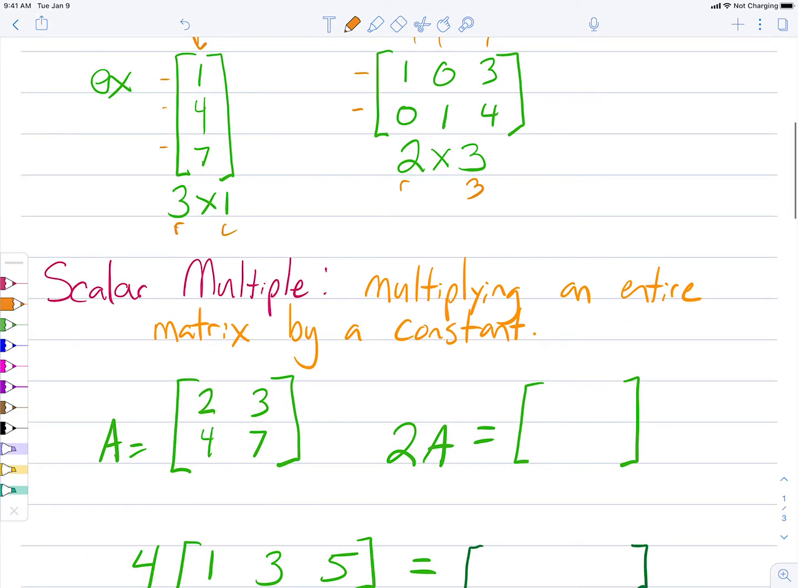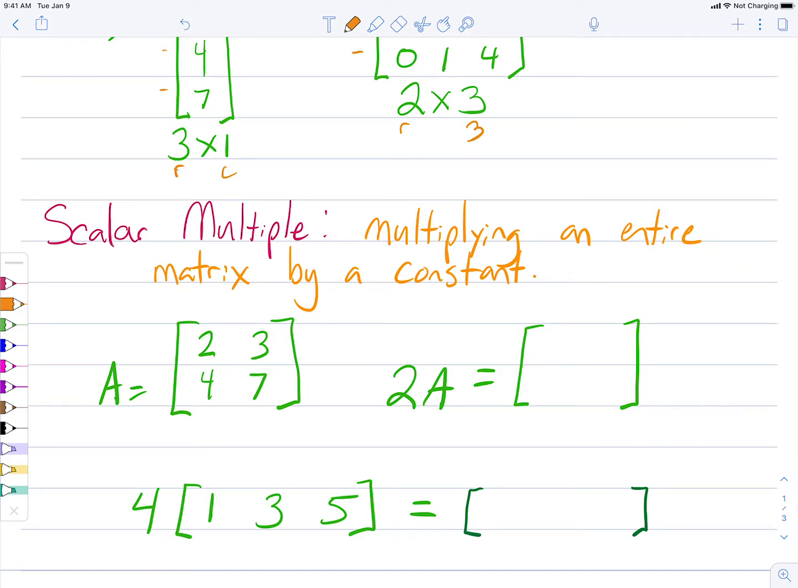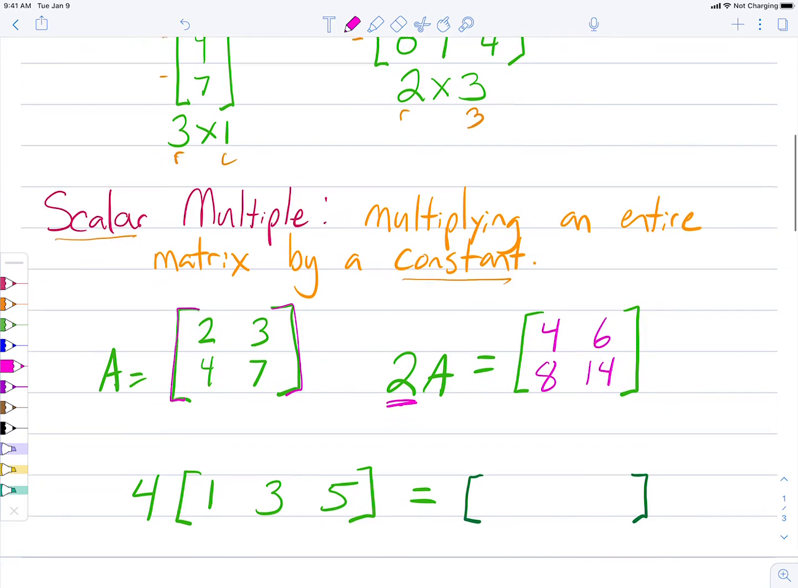Now, one of the things you can do with a matrix is it's called scalar multiply. Scalar means that you're multiplying it by a constant. So let's just say that matrix A, and we can give a matrix a name, is this particular matrix here that is 2, 3, 4, 7. If I wanted to find 2A, all I have to do is multiply all of my elements of my matrix, the pieces of my matrix, by 2. So 2 times 2 is 4, 3 times 2 is 6, 4 times 2 is 8, and 2 times 7 is 14. So that is the new matrix of 2A.